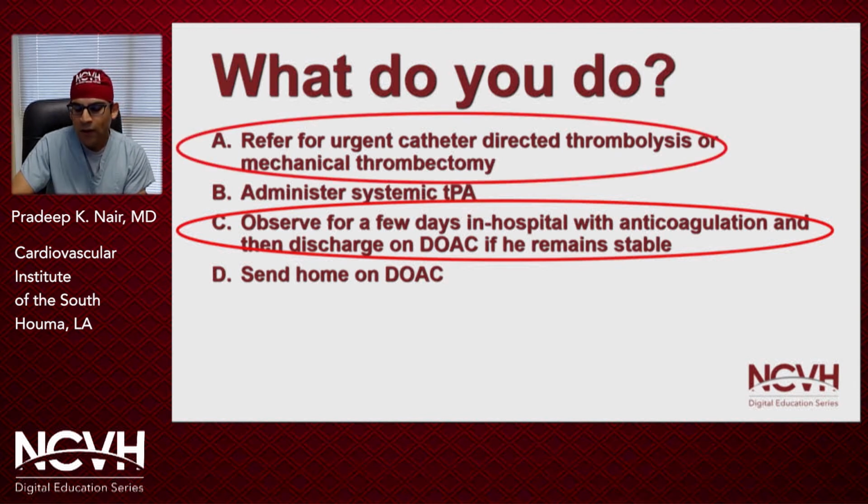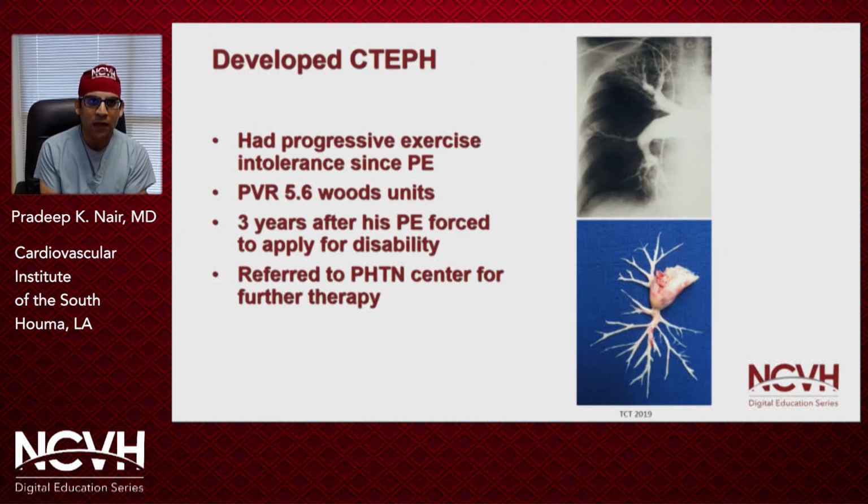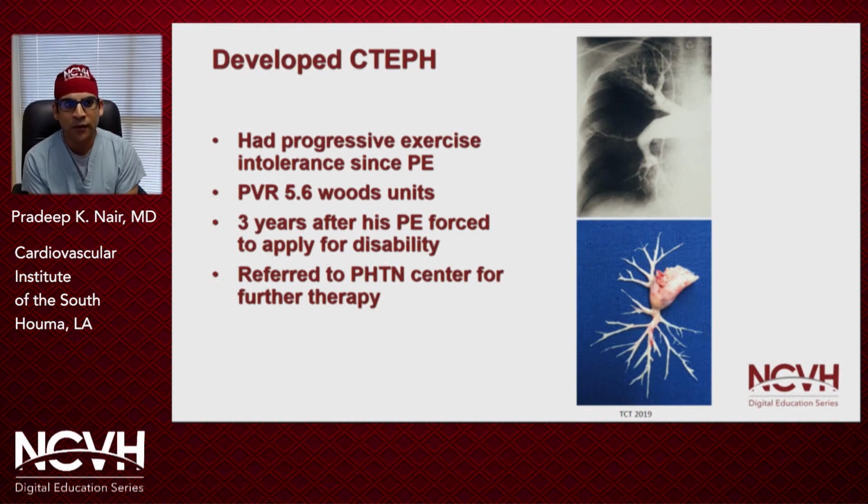But in retrospect, this is what we wish we had chosen for this patient, because what happened was years later, he did develop CTEPH. He had progressive exercise intolerance. He had to quit his job. He ended up with severe pulmonary hypertension with a PVR of 5.6 Wood units, and was therefore referred to the Pulmonary Hypertension Center for further therapy. These are not his slides, but in these types of scenarios, there are novel agents used to treat CTEPH, but it is a significant problem when patients develop it.